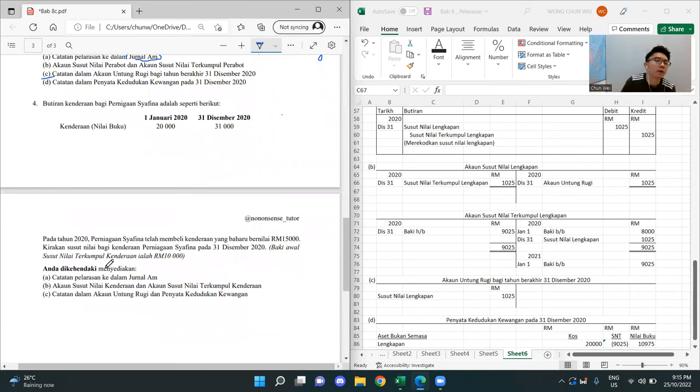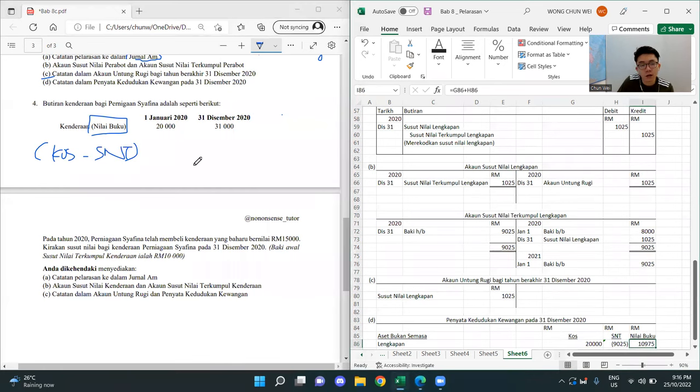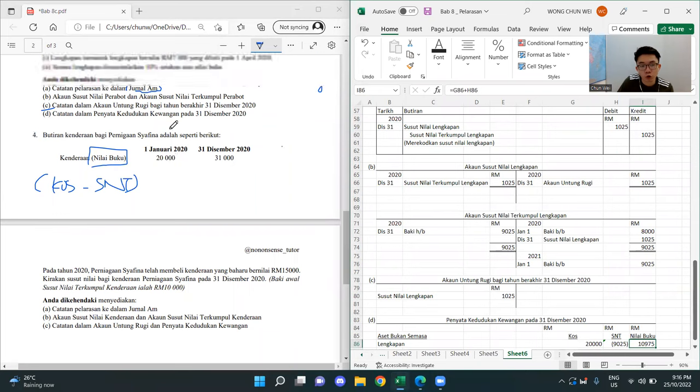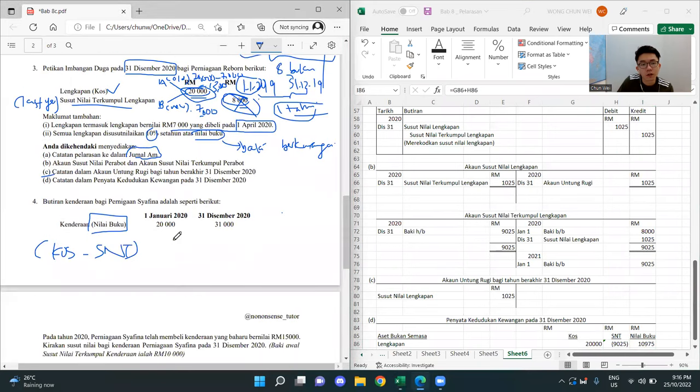Okay, question 4. Butiran kenderaan bagi perniagaan Syafina adalah seperti berikut. Okay, so they give you 1st January 2020 to the 1st December 2020. Take note, this is a nilai buku. Nilai buku means after you take your cost minus your susut nilai terkumpul. So they give you the figure for nilai buku. Normally they give you the cost figure, now they give you the nilai buku figure.